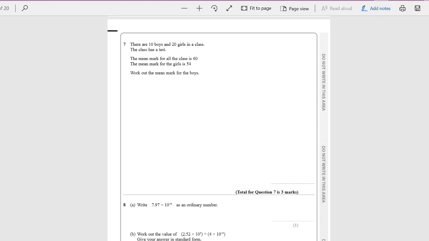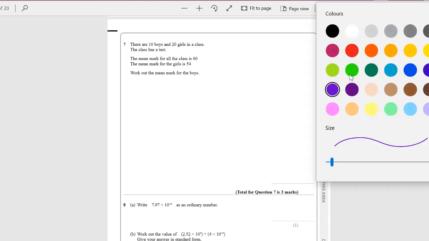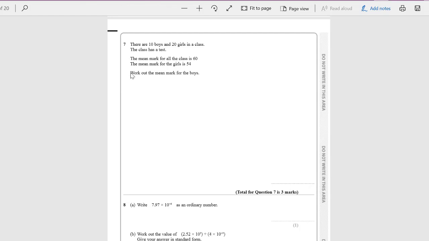Question 7. It says there are 10 boys and 20 girls in a class. The class sits a test. The mean mark for all the class is 60. The mean mark for the girls is 54. Work out the mean mark for the boys.